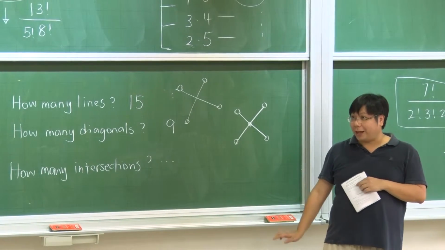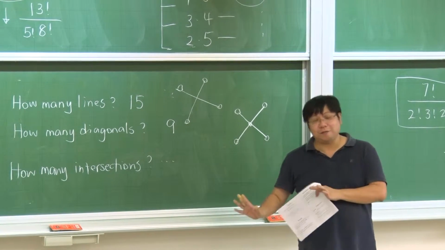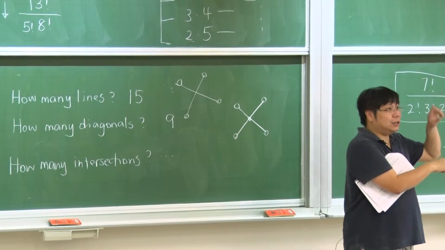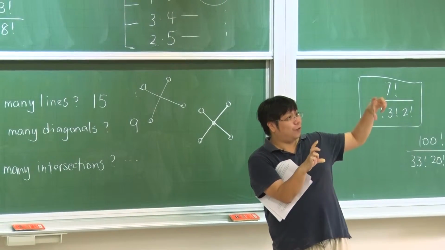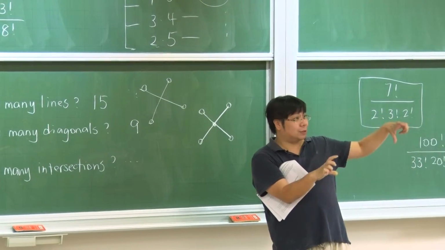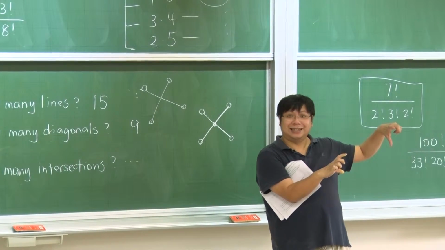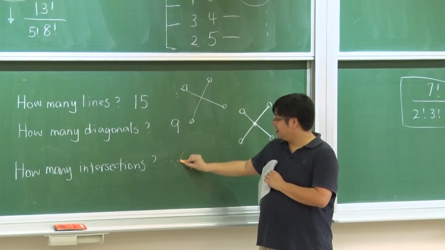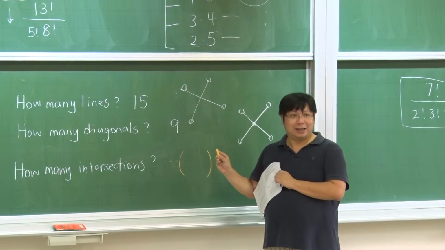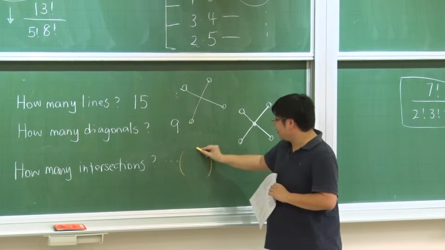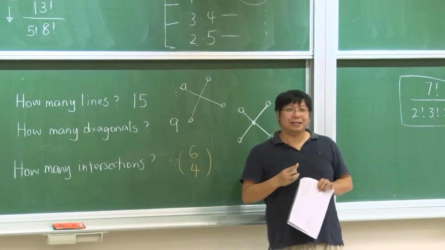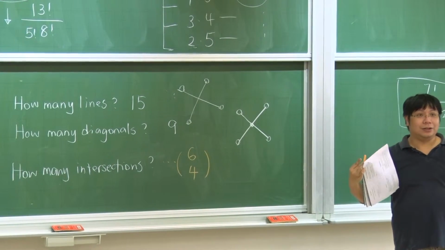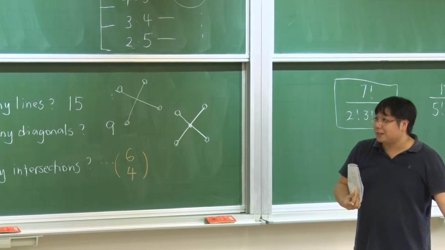Every 4 vertices, no matter which 4 vertices you give me, I can give you 1 intersection, right? On the other hand, each intersection defines 4 specific vertices outside. So how many intersections are there? This is going to be, very good, 6 choose 4. Excellent. 6 choose 4, and 6 vertices outside. You choose any 4, then I give you 1 intersection.